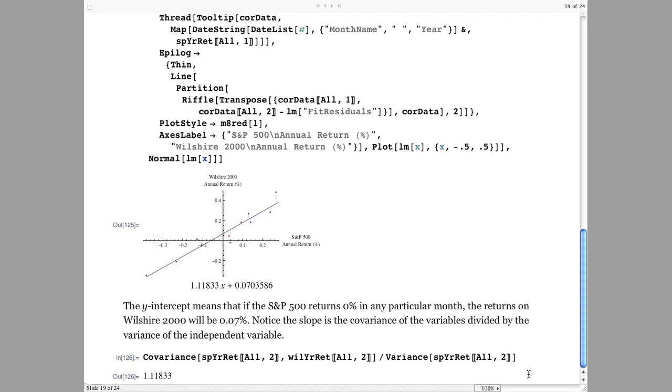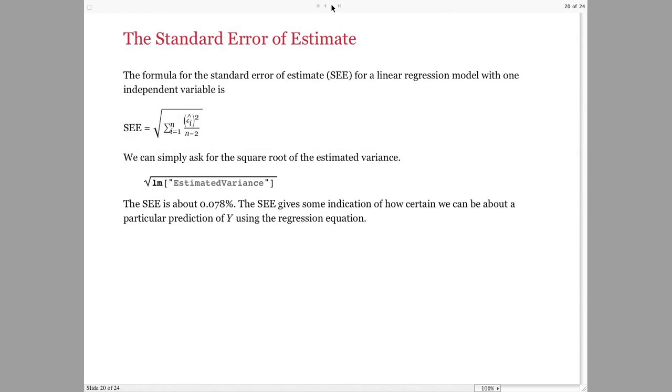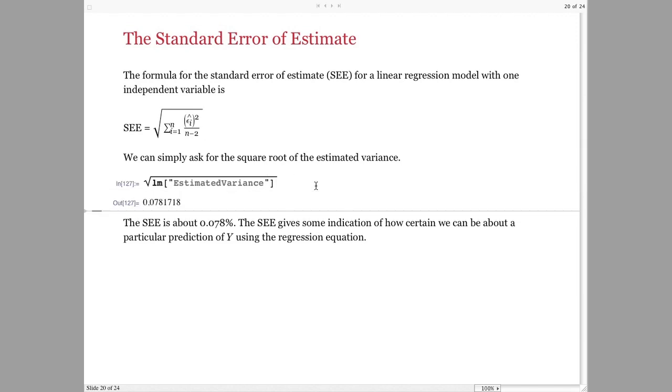Notice the slope is the covariance of the variables divided by the variance of the independent variable. The standard error of estimate is given right here. We can simply ask for the square root of the estimated variance. The standard error of estimate gives some indication of how certain we can be about a particular prediction of y using the regression equation.